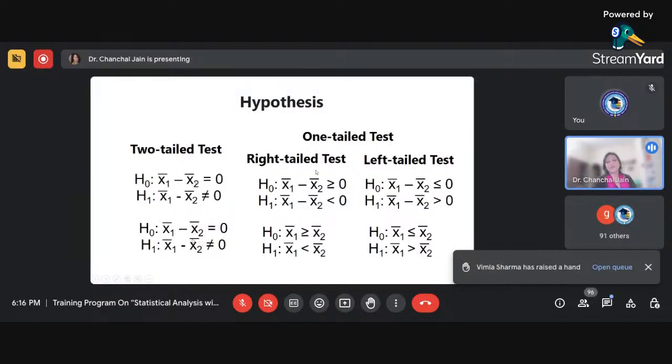For the one-tailed test, you clearly state in the alternative hypothesis whether the difference in one group is less than or greater than the other group. In that way, this is a case of a one-tailed test. Is it clear to all? Any doubt so far?